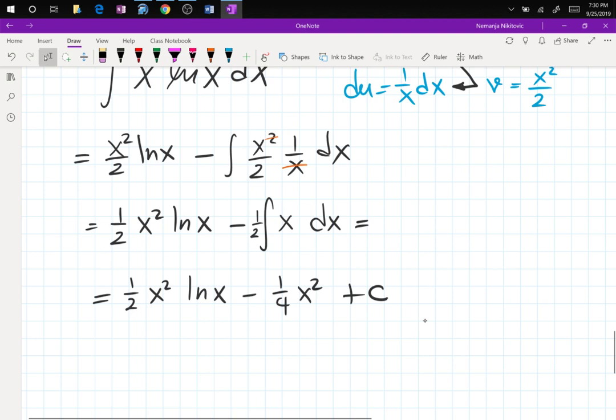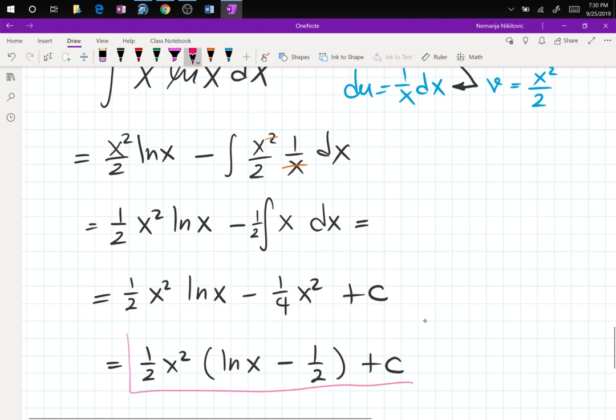Now it makes sense to factor. So we have 1/2 x squared common factor, and then you have ln x minus 1/2 plus c. Ta-da! What was that? You don't believe me? Just go ahead, differentiate.